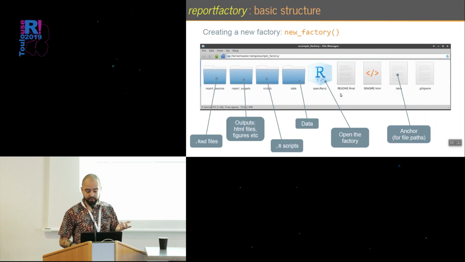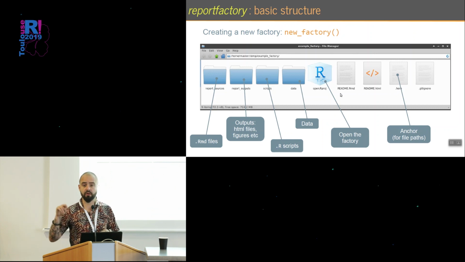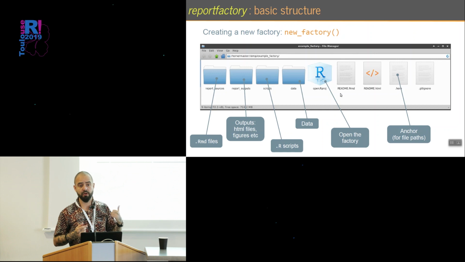There's a few other features, we'll come back to this. So a report factory is not super complicated as a structure. It's just a bunch of files and folders. You can create it by saying report factory, two colons, new factory. That will create, basically, a couple of folders. The most important one is called report sources.